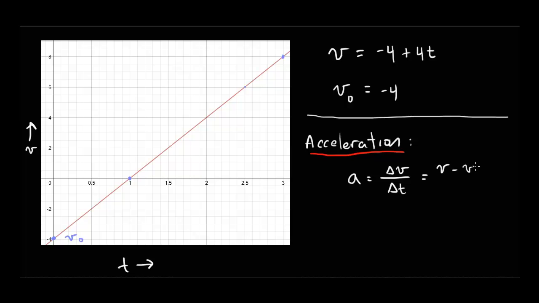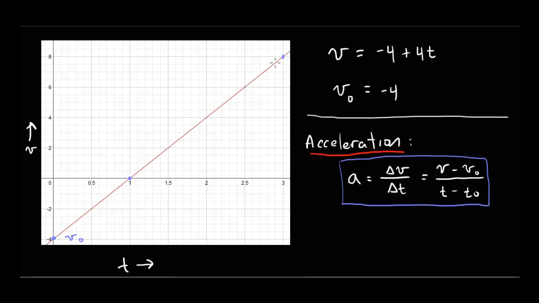So that's v minus v naught divided by t minus t naught. And that is another equation that actually is sort of giving you the punchline, but we're going to derive this equation in just a minute. So let's think about acceleration.